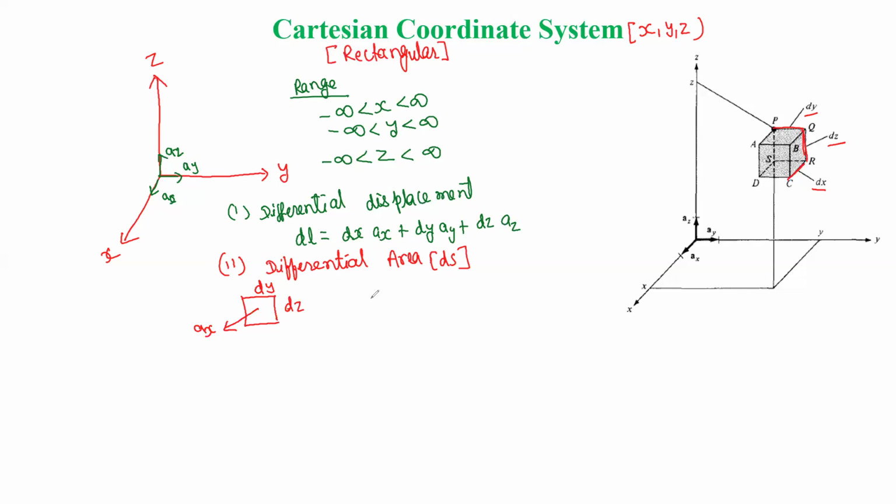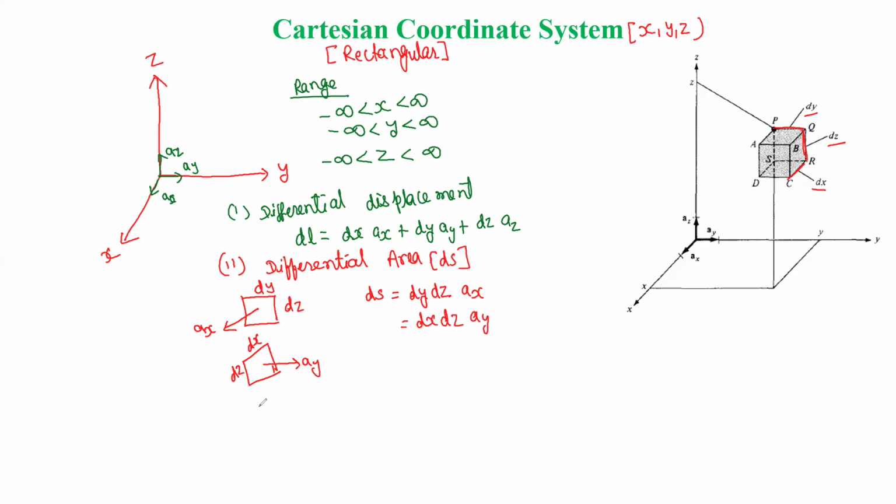So in this situation, ds we can write as dy into dz, and the direction is ax. Similarly, if you have another situation, the direction is as per the coordinates. If you have it like this, this is our dx and this one is dz, then the area vector is along ay. So this ds will be dx into dz and the vector is along ay.